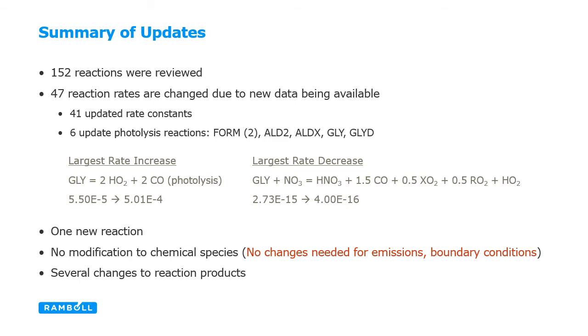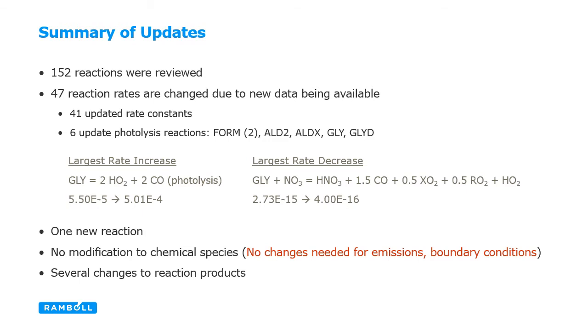Now to summarize the updates that were made, 152 reactions were reviewed for the update from CB6R4 to CB6R5 based on the priorities I discussed on the previous slide. This review resulted in 47 reaction rate updates due to new recommendations or data being available from IUPAC or JPL. Of these, 41 of the updates were for rate constants, and the remaining 6 were for changes to photolysis reactions, with changes to formaldehyde, acetaldehyde, and higher aldehydes, glyoxal, and glycolaldehyde.